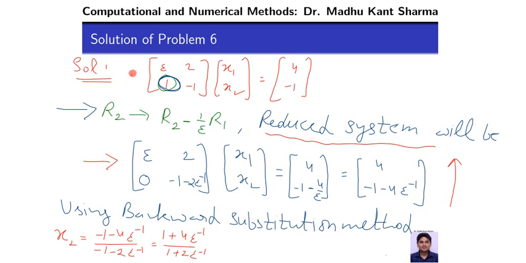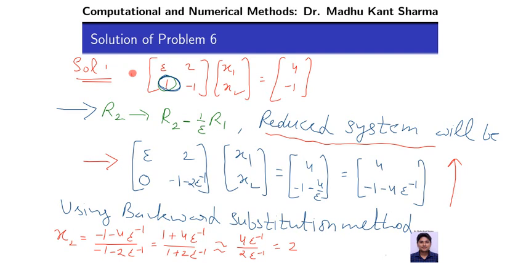Then when you perform the similar computation on the Mark 32 machine, the machine will return approximately 4 epsilon inverse divided by 2 epsilon inverse. So that is equal to 2. The value of x2 will be given as 2.